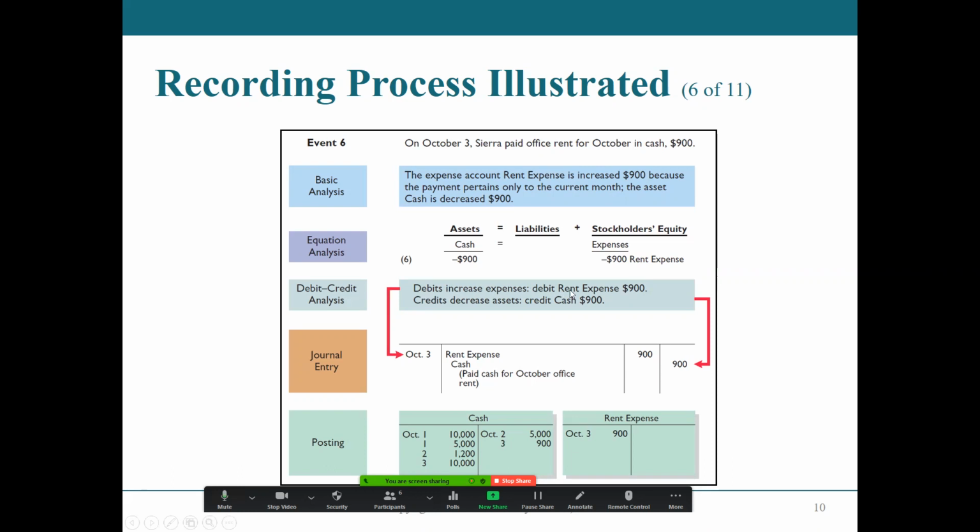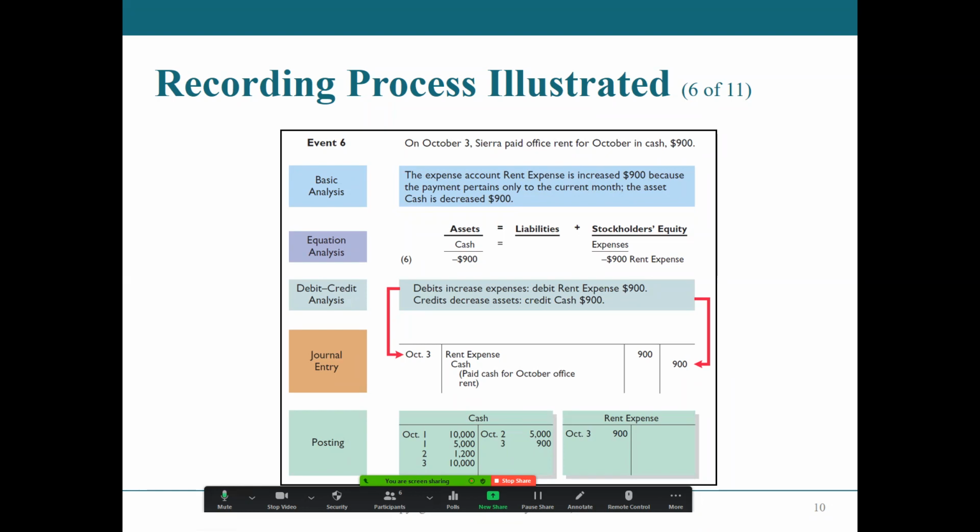I'm going to debit the rent expense account, and I'm going to credit the asset account cash because cash is going down, and that'll be my journal entry. Rent expense 900. So anytime you pay an expense, consider the logic of this. Anytime you pay an expense, your expense is going to go up. That's always going to be a debit, and your cash is going to go down. Now that's going to be a credit.